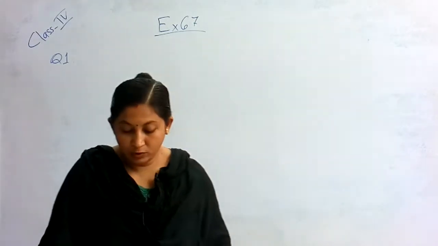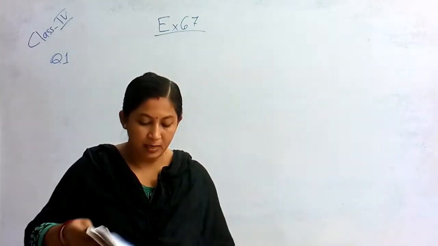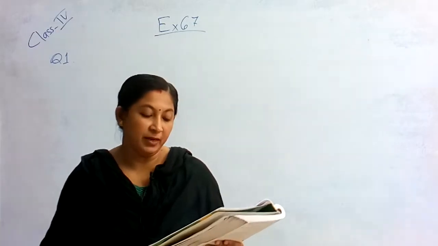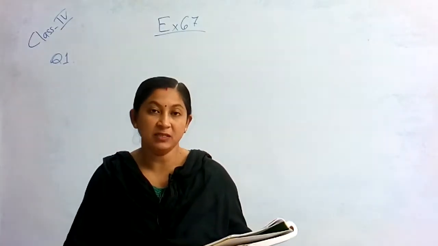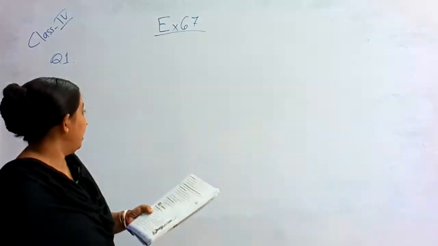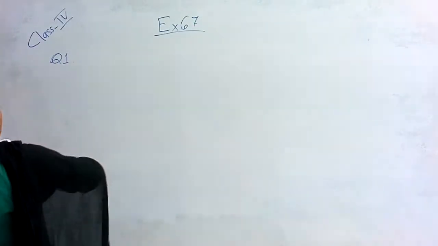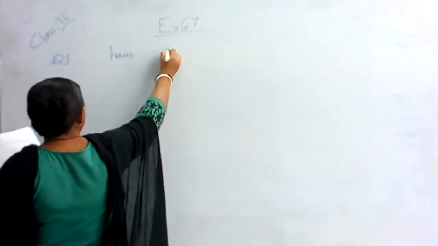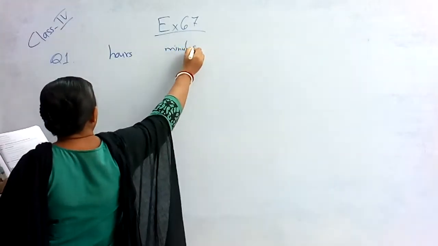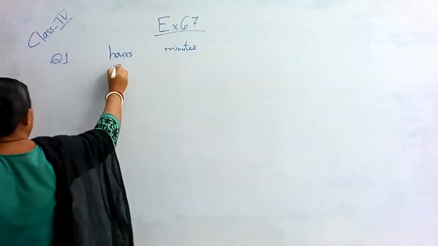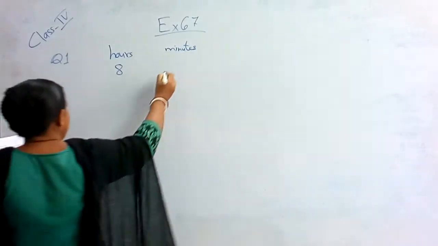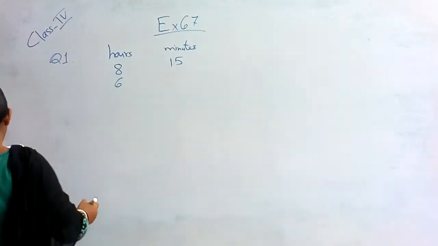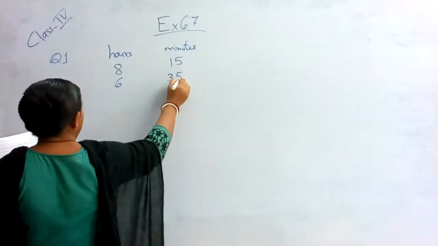Okay, suppose number 1, it is given 8 hours 50 minutes and 6 hours 35 minutes. I am not writing the question directly, I am writing it in columns. This side hours and this side minutes. It is given 8 hours and 50 minutes. Next is given 6 hours 35 minutes.